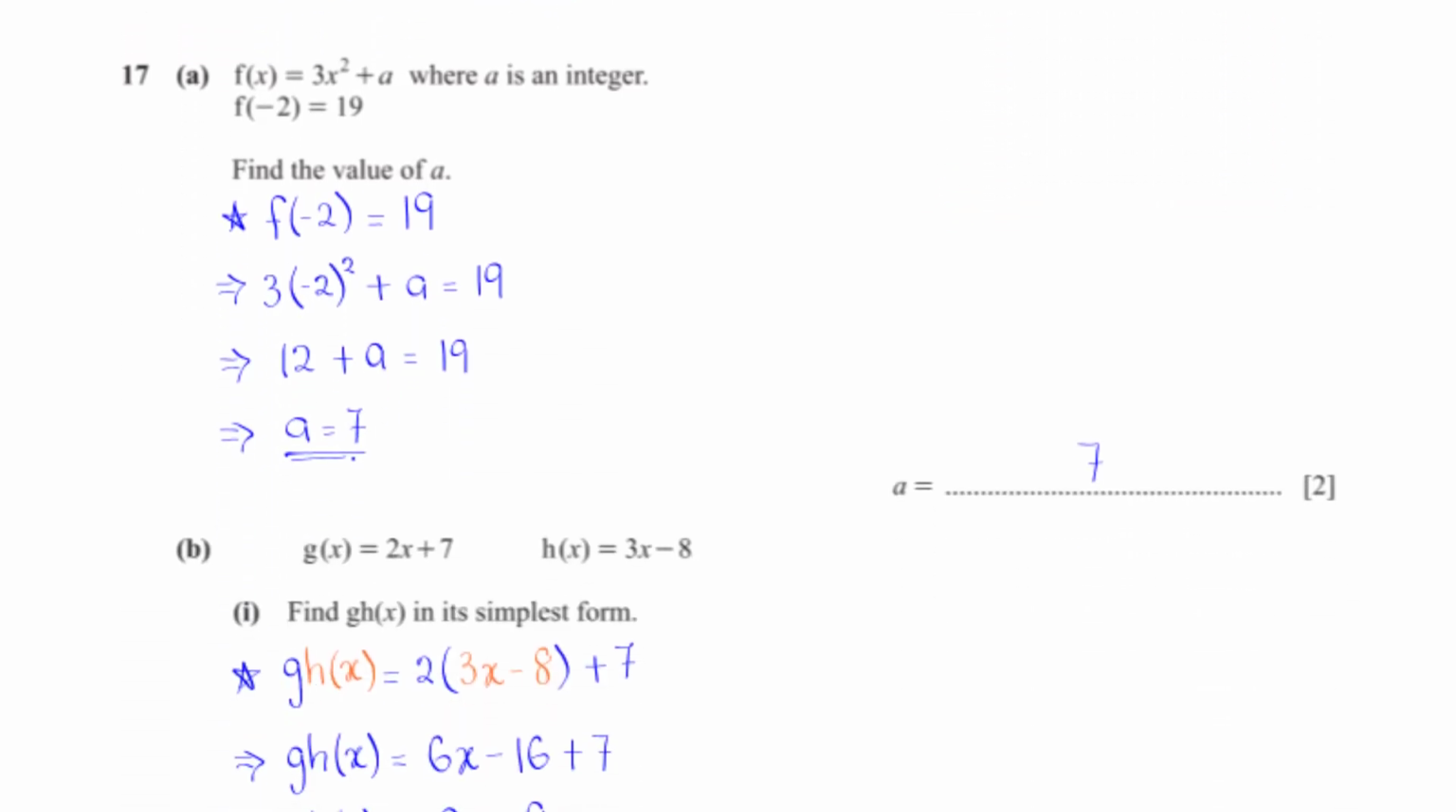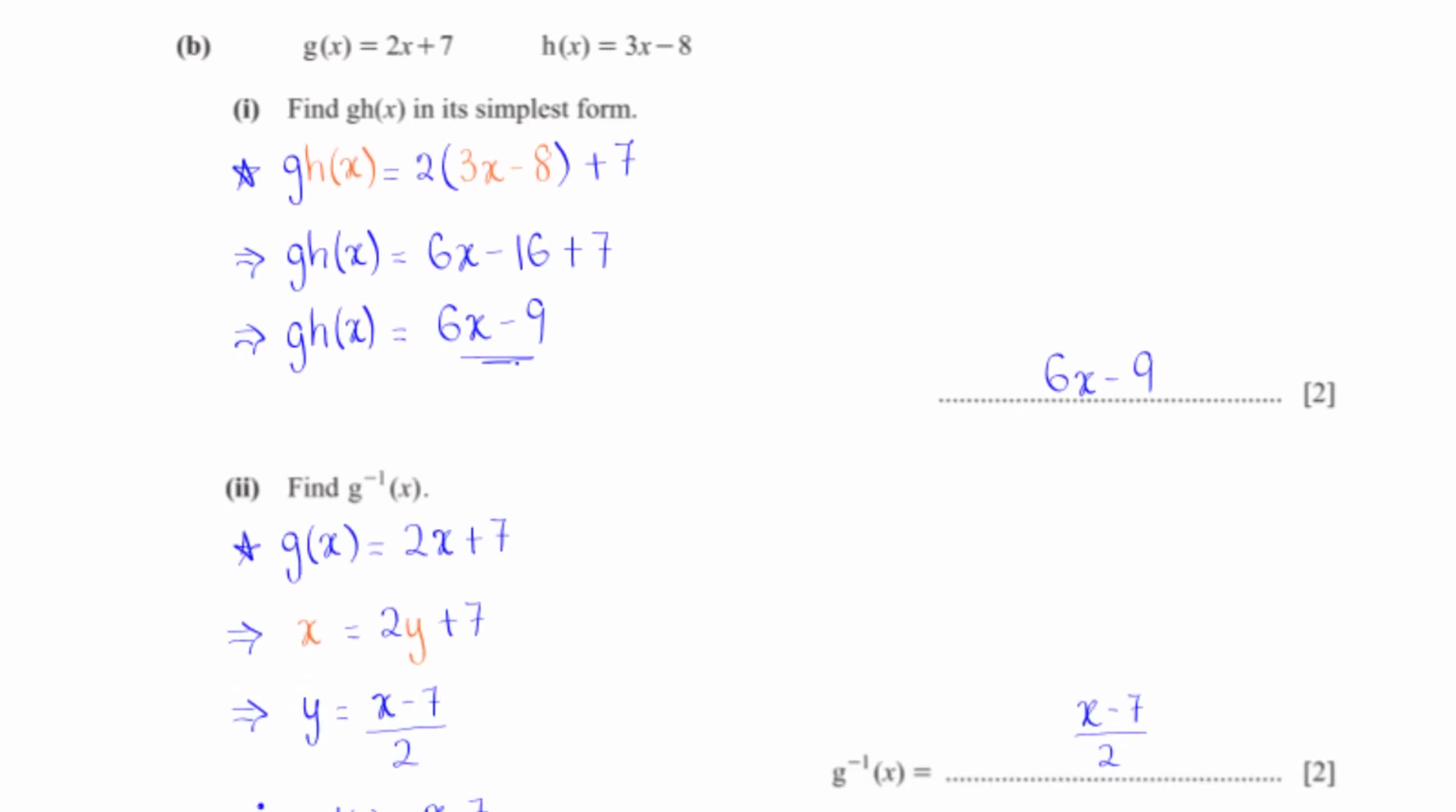F of x is equal to 3x squared plus a, where a is an integer. F of -2 is equal to 19. Find the value of a. So f of -2 is equal to 19, and so that means that 3 times -2 squared plus a is equal to 19. 3 times -2 squared is 12. And so when we make a the subject, we have a is equal to 19 minus 12, which is 7.